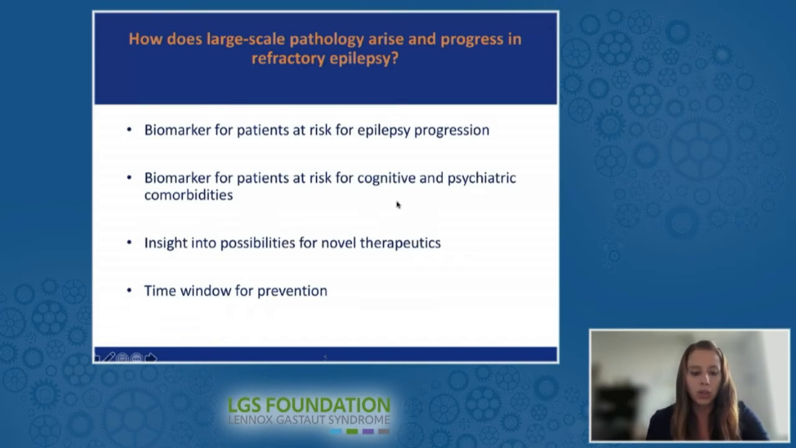So the specific question that we wanted to address is, how does large-scale pathology arise and progress in epilepsy? And hopefully, by doing this, we would be able to identify some biomarkers for patients at risk for progression. And of course, the most important goal somewhere down the line is to identify the potential therapeutic and preventive approaches.